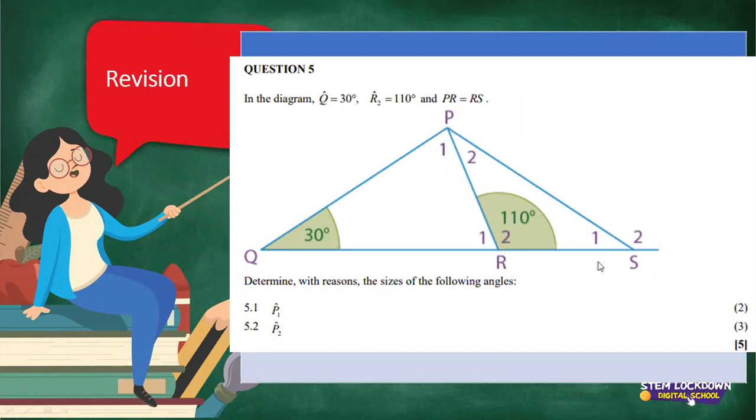So PS equals PR equals RS, so this is an isosceles triangle. So PR equals RS. Now determine with reason the size of the following angle P1. What is the value of angle P1? How do you find P1?